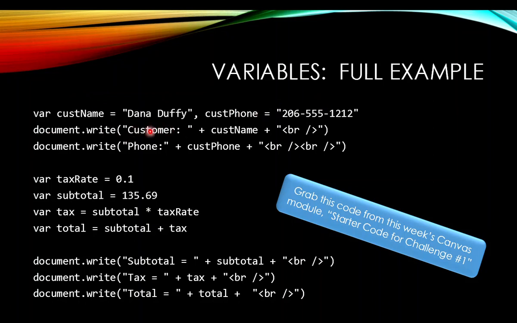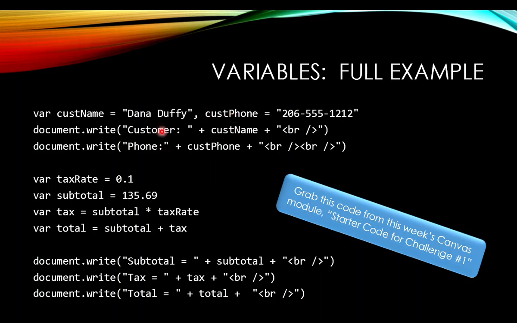Document.write. What are we writing? Customer colon space, custName, plus a tag that is a break tag. So what is this going to write on a line? It's going to find custName. It's going to turn it into the value Dana Duffy. It's going to write customer colon space Dana Duffy, and it's going to concatenate to that a break, which is going to go to the next line. So we're going to get customer colon space Dana Duffy, and then it's going to move to the next line.